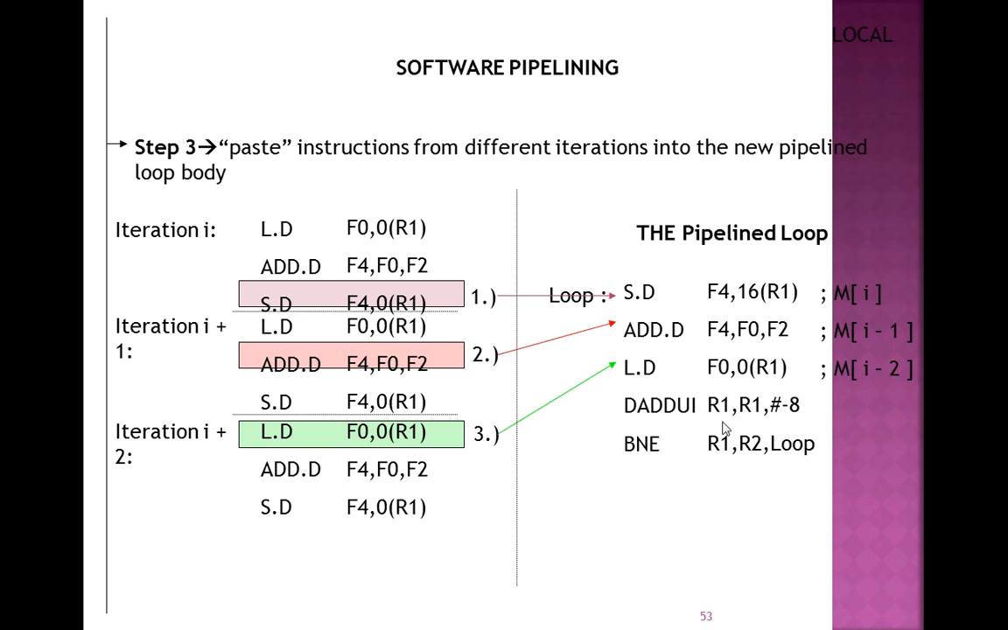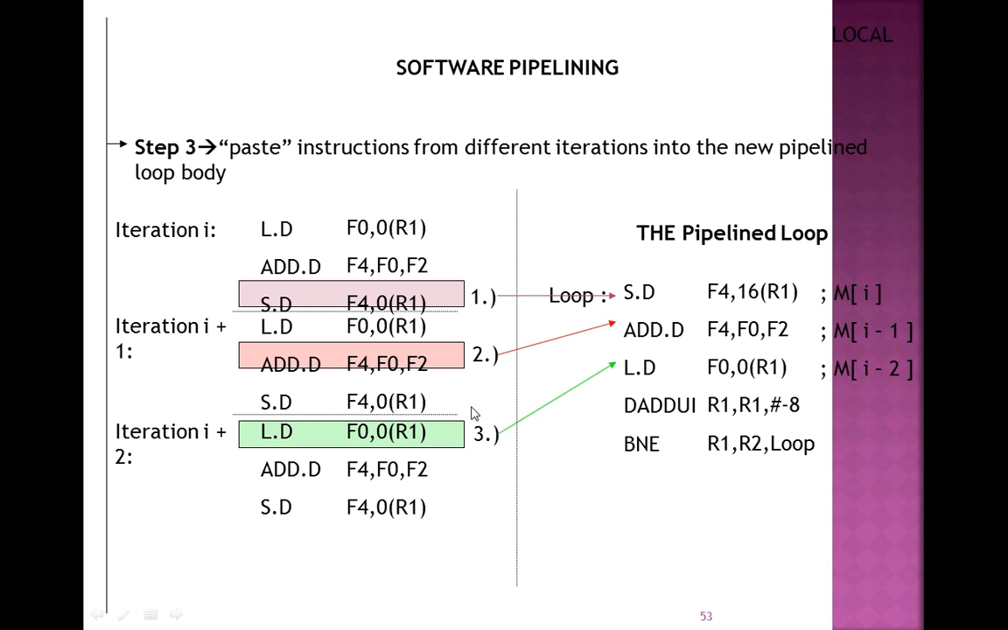Now, what is step 3? Paste the instructions from the different iterations into the new pipelined loop body. That is, pasting the instructions from the different iterations available, iteration 1, iteration 2, iteration 3, into a new pipelined loop body, that is a new figure of the pipeline. First of all SD, then ADD, LD. So this is your first iteration, then ADD, next, then LD.